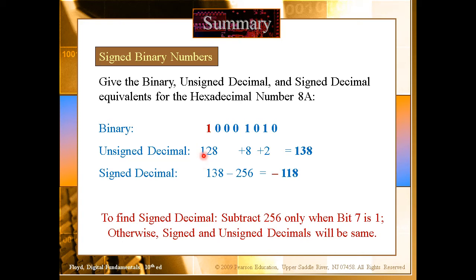Because this should be negative, but this is positive here. To adjust it, we subtracted 256, which is double of 128. I'm saying a simple idea, okay? But remember, this subtraction is only valid if you have a 1 here.